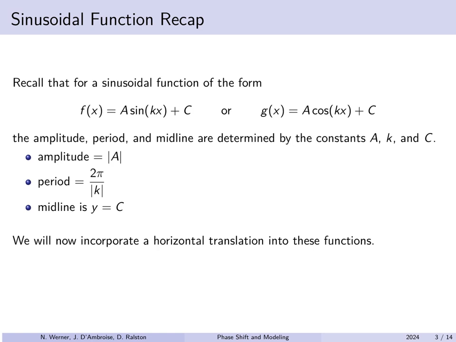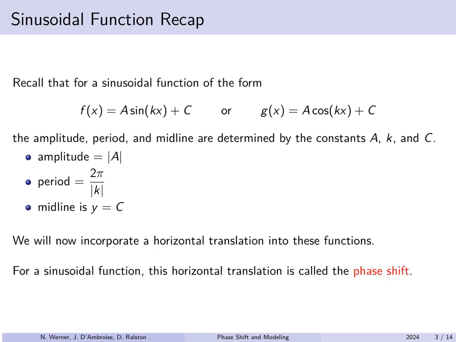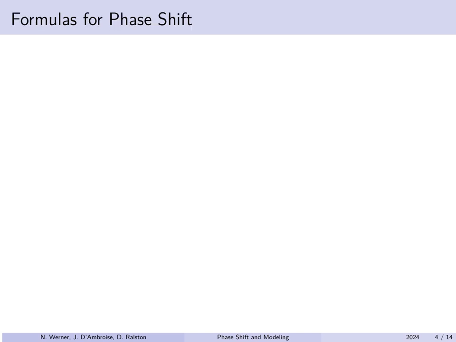The amplitude, the scalar factor of A, is a vertical stretch, whereas the k represents a horizontal stretch. Similarly, the c, the midline, is a vertical shift, and now we're introducing a horizontal shift. For a sinusoidal function, this horizontal translation is called a phase shift. So let's take a look at the formulas for phase shifts.